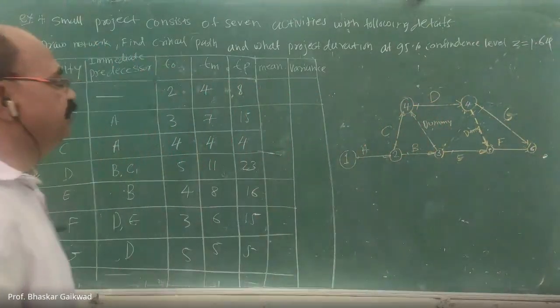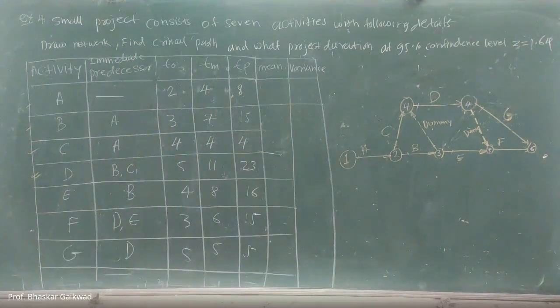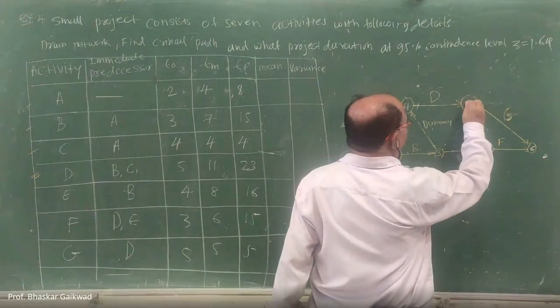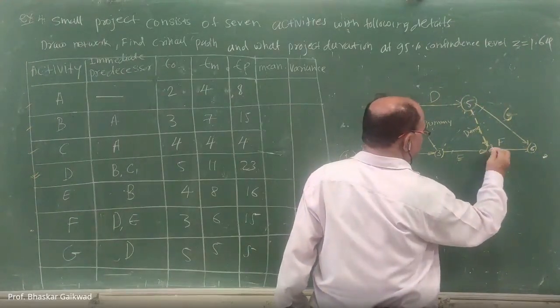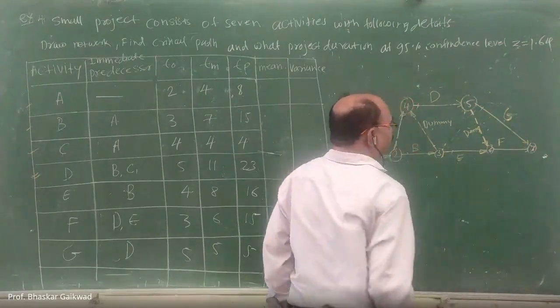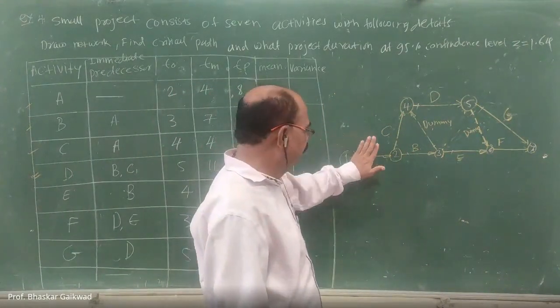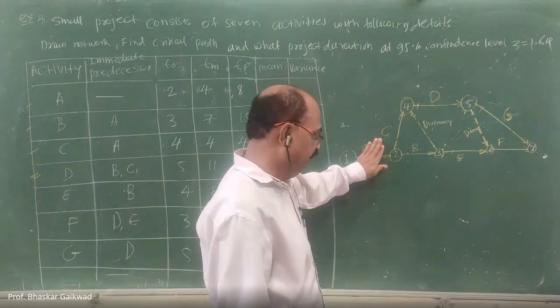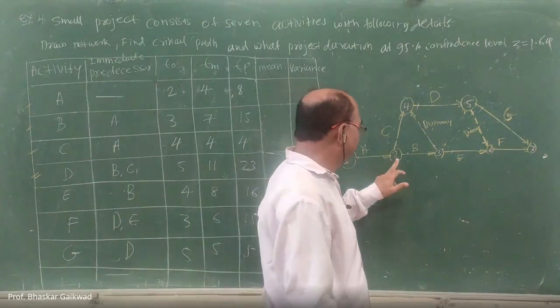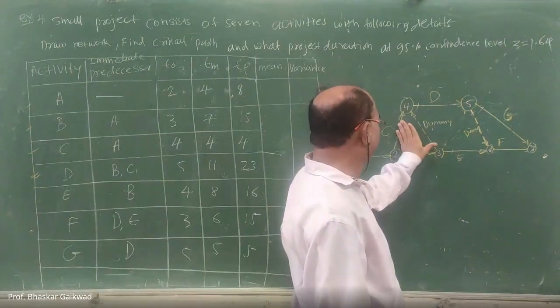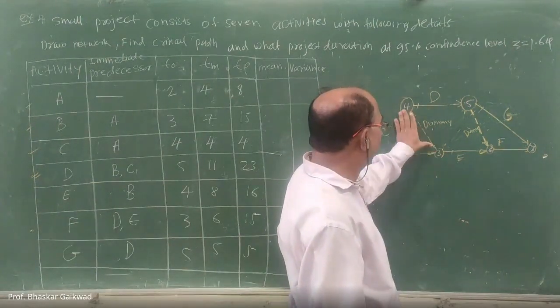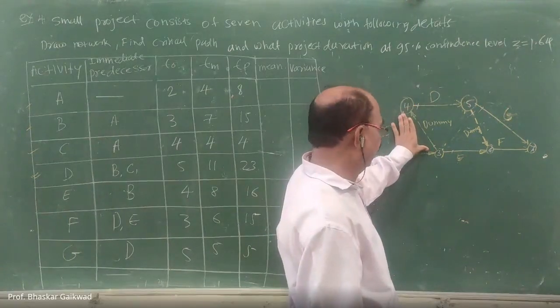Like this, numbers you have to give. 1, 2, 3, 4, 5. Here it is 5, and here it is 6, and here it is 7. Correct? Once a number is given, you forget this activity for the time being. Now once the number is given to this, forget the activity, what is remaining? This and this. Out of this, only the outgoing activity you have to consider.